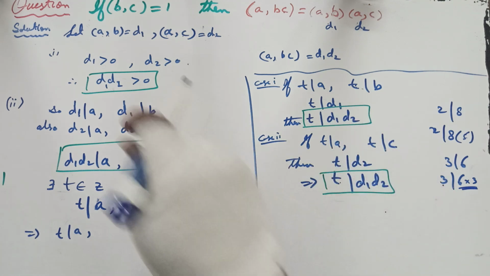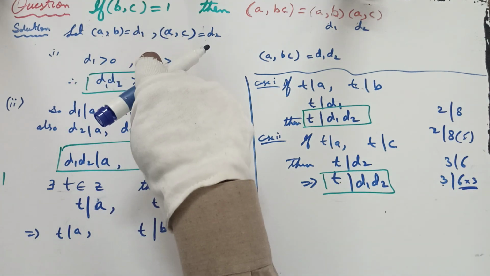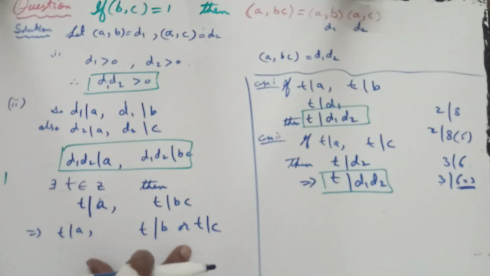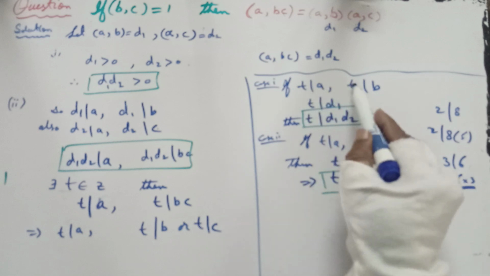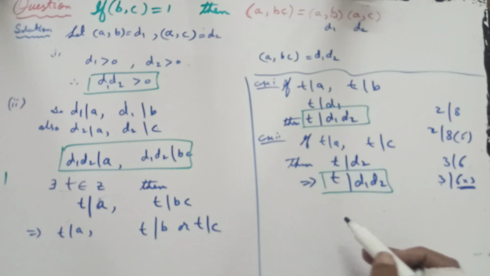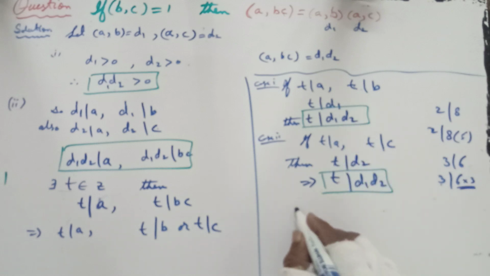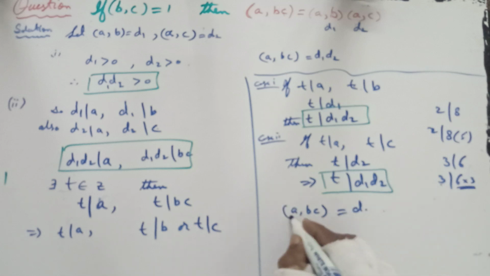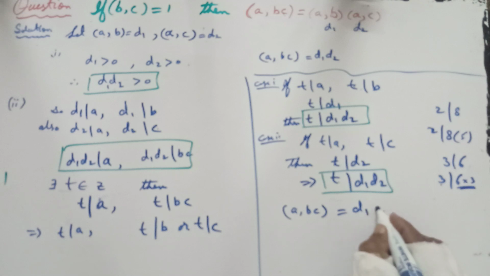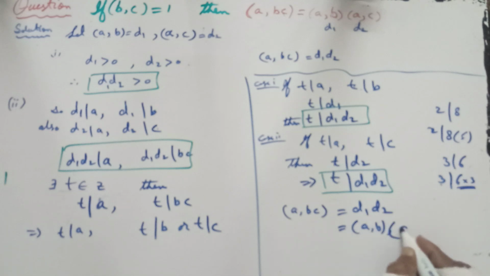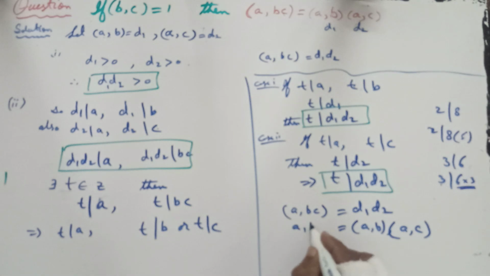Then we prove here the three conditions of GCD. GCD must be greater than 0, GCD must divide both of those numbers, and any common divisor divides the greatest common divisor D1 D2. Okay, so what we prove is that the GCD of A and BC is D1 D2, which means the GCD of A and B times the GCD of A and C. This is our required result.